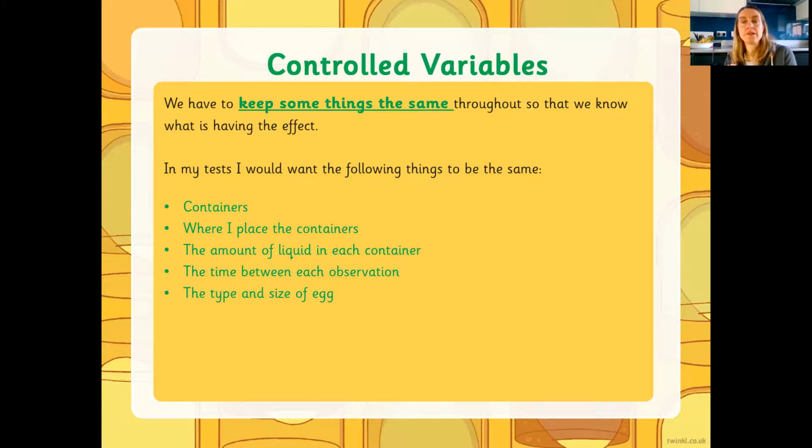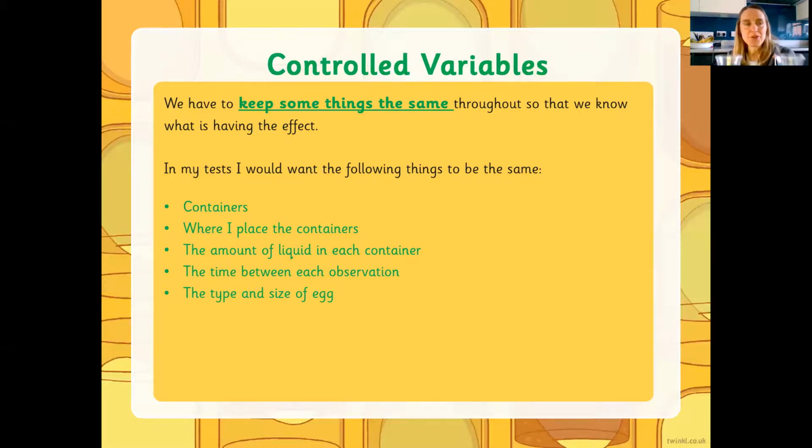What things are we going to keep the same? Okay, so let's have a think about the things that we're going to keep the same. We're going to keep the same container. I've got 6 of the same cup. We're going to place our cups in the same place. It wouldn't be a very fair test if I put 1 cup of milk in the freezer and 1 cup of Coke in the oven, okay? Because then we're storing them at very different temperatures, which wouldn't tell us whether it was the temperature or the liquid that has done damage to the egg.